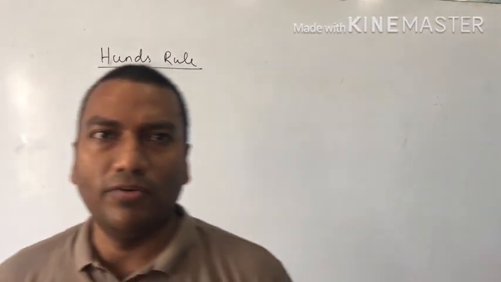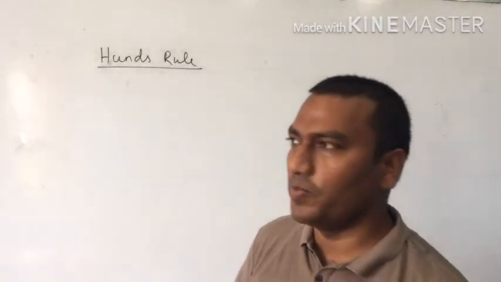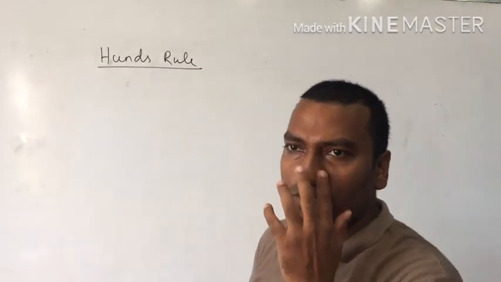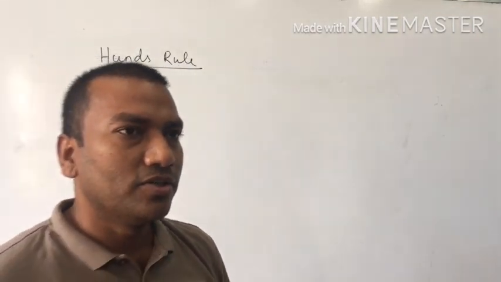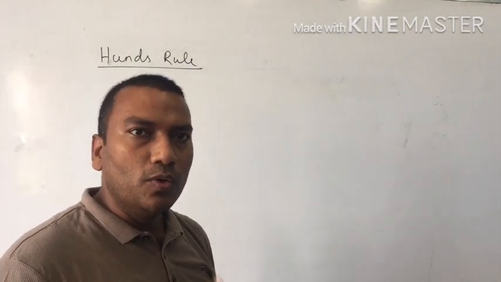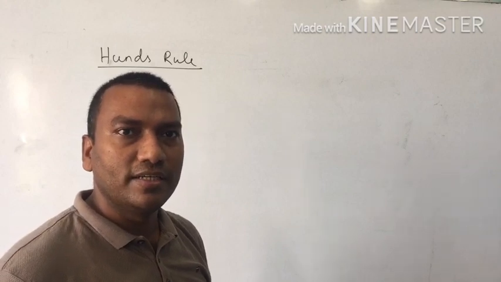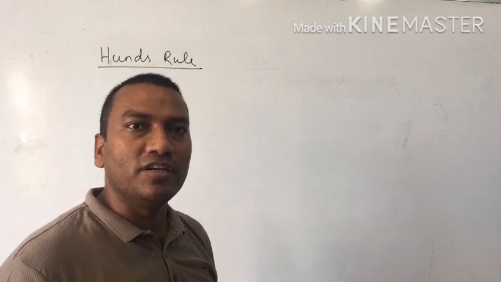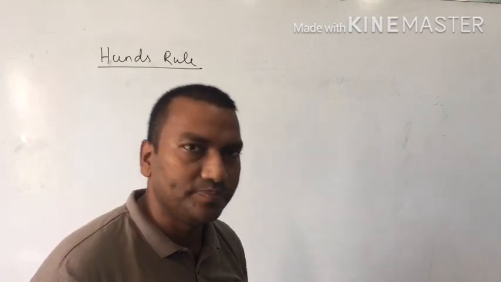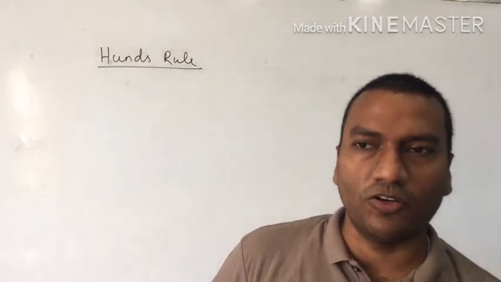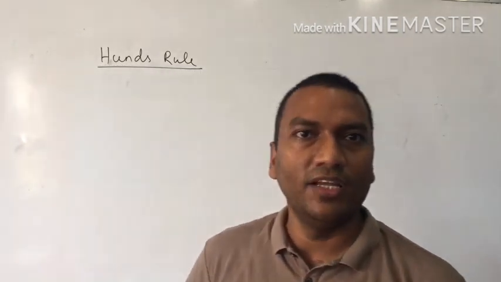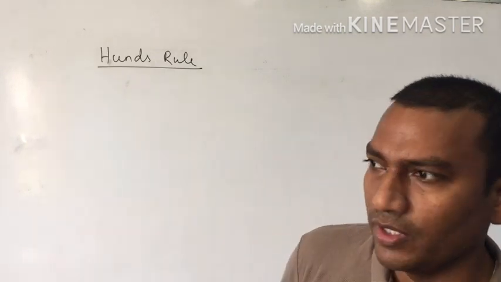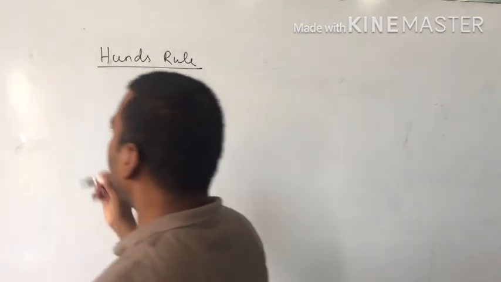After Pauli's exclusion principle and the Aufbau principle, the next rule is Hund's rule. So what is Hund's rule? Hund is a scientist. He explained that no pairing of electrons takes place in degenerate orbitals unless and until each orbital contains a single electron each. Okay, so here the first part is coming.